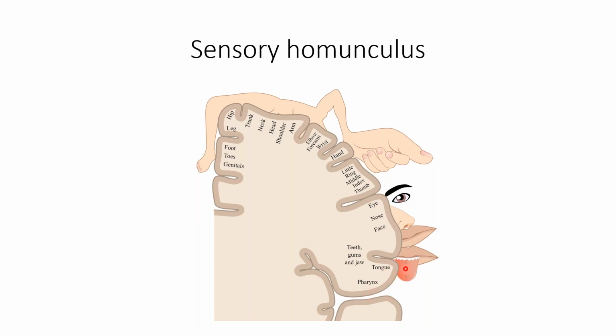If you can see, the downward area of the superolateral surface is represented by the higher body parts, and the lower body parts are represented higher up. Also, the areas with more movement, skilled movement, are represented more; for example, the hand area is larger as compared to the gross movement areas of the body.